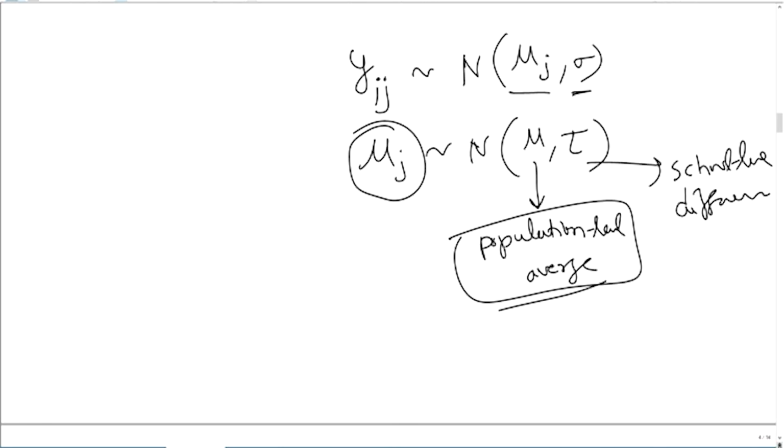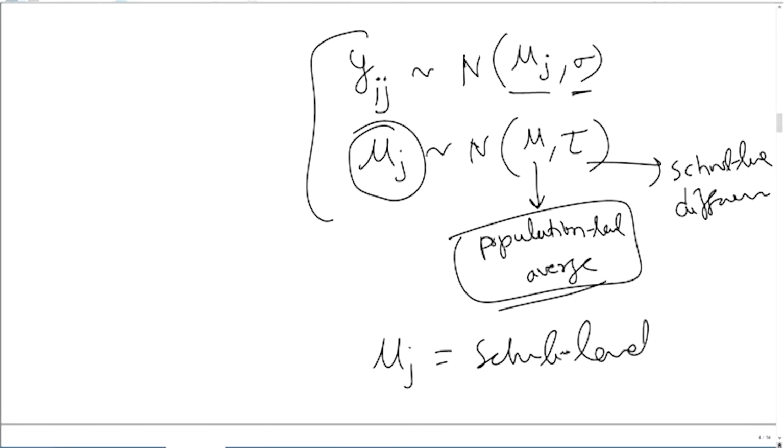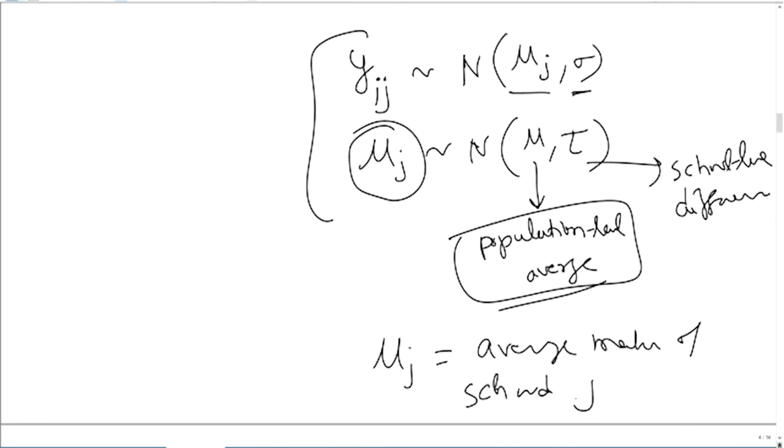Okay. This is alternative likelihood assumption about the same data, that marks scored by ith student from jth school comes from normal mu j, sigma, where mu j is school level average. Okay. Mu j is school level average marks, or let me write it like this: average marks of school j students. Okay. Where mu j comes from normal mu, tau, where mu and tau are population level parameters, and this mu j is a school level parameter or group level parameter.